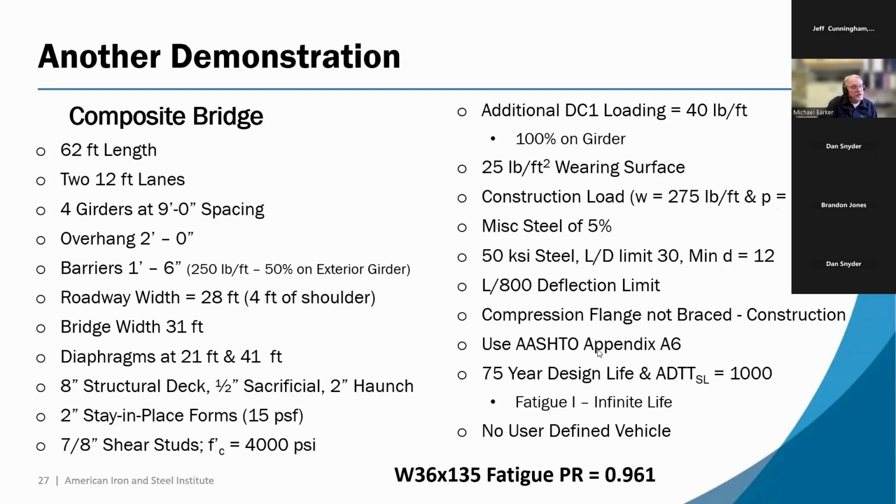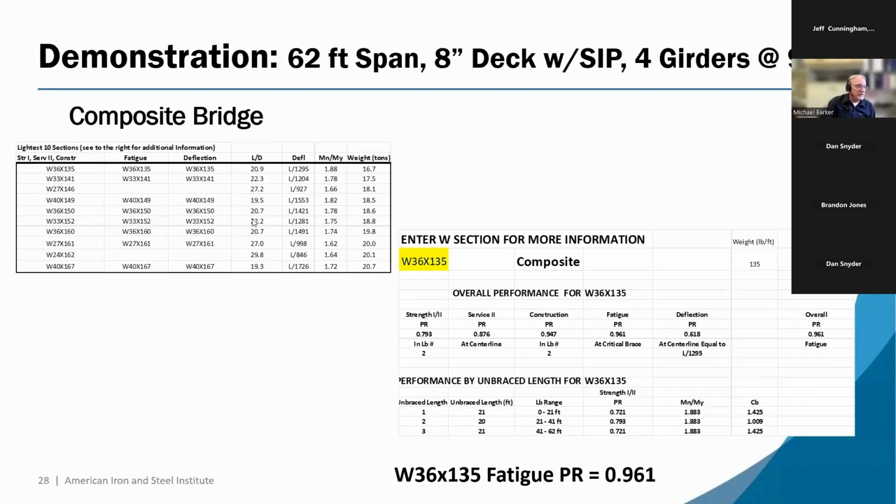And so the compression flange is not braced during construction, but of course is afterwards. And this one I'm going to say I've got more truck traffic, so I'm in the fatigue life. And the answer comes out to be the same, just a coincidence, 36 by 135. But now fatigue controls the performance ratio at that stiffener location at 0.961. But it still gives us the top 10.